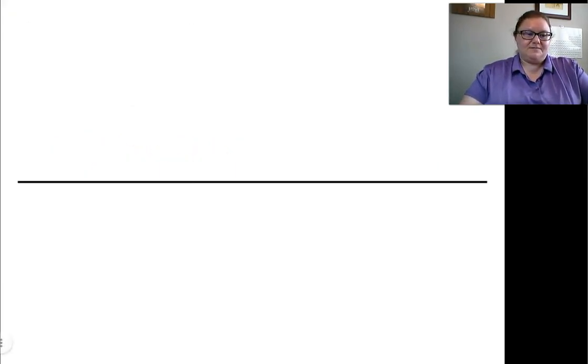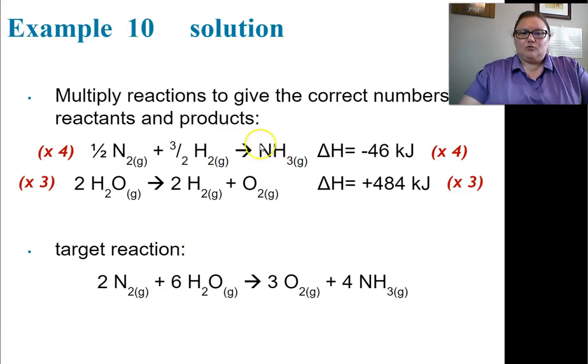4 NH3 will show up here, which matches my product for the target, right? So that is so far the nitrogen and the ammonia. We've matched those coefficients. We need to multiply the delta H as well by 4. I'll show you what we get for that on the next slide.